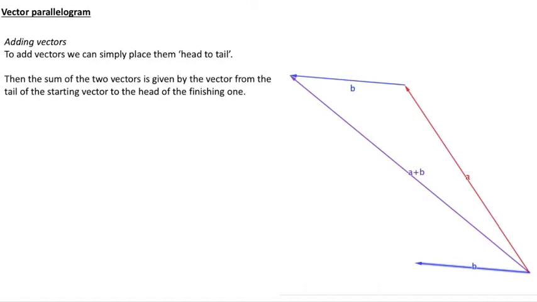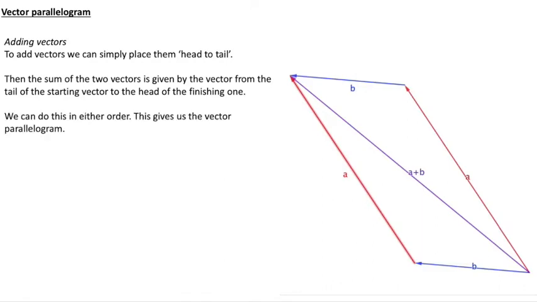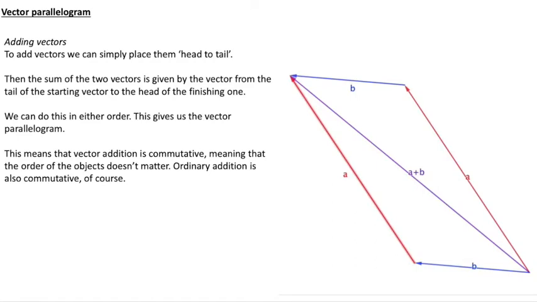Now, in fact, it doesn't matter which way round we do that. If we do B and then A, we end up at the same point. So, this tells us that we can do it in either order, and this gives us what's called the vector parallelogram. And what that's telling us is that vector addition is commutative, and commutative means that the order of the objects doesn't matter. So, for example, ordinary addition is also commutative, of course.